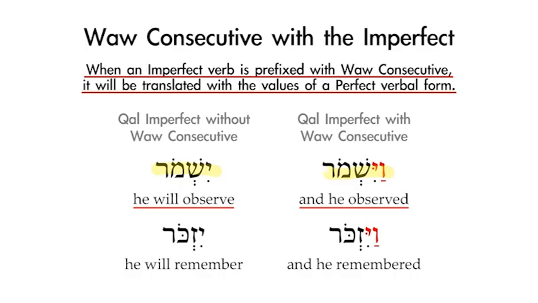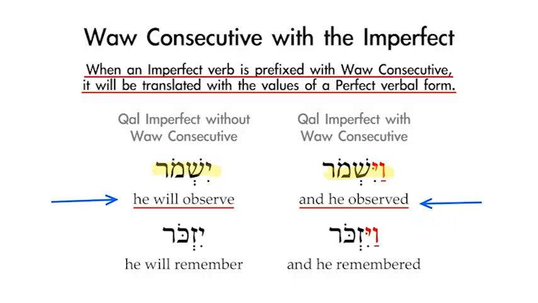Once again, let me reinforce this with you. The regular imperfect, he will observe, is future in English. And with the waw consecutive, and he observed, is past in English. In the past, we would talk about this as a converted imperfect. That is, the imperfect has been converted to the perfect translation value. We don't use that language anymore, but it is descriptive of what happens to the meaning of the verb when you prefix the waw consecutive to it.